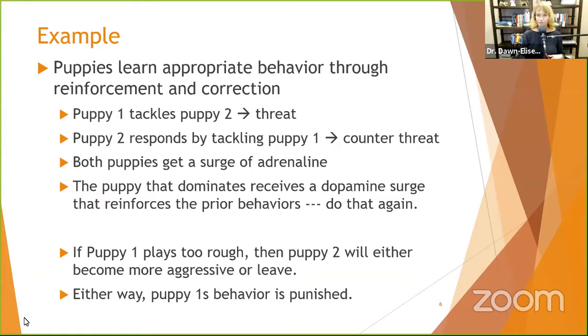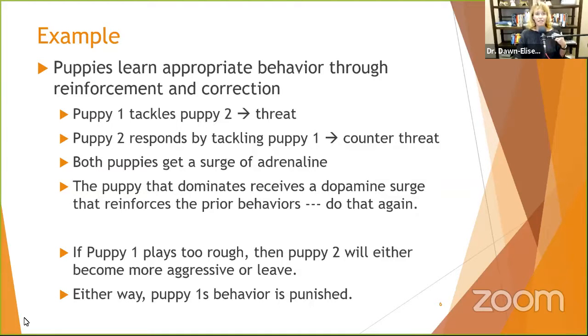and survive. So puppy number two responds by tackling puppy number one. So there's a counter threat. Both puppies get a surge of adrenaline because this is all play and everything, but they're also mimicking what they're supposed to learn to survive when they get older. The puppy that dominates receives a dopamine surge, which reinforces the prior behaviors to do that again. So the puppy that wins is like, oh yeah, I'm first one at the food dish. And that teaches the puppy that these behaviors are okay.